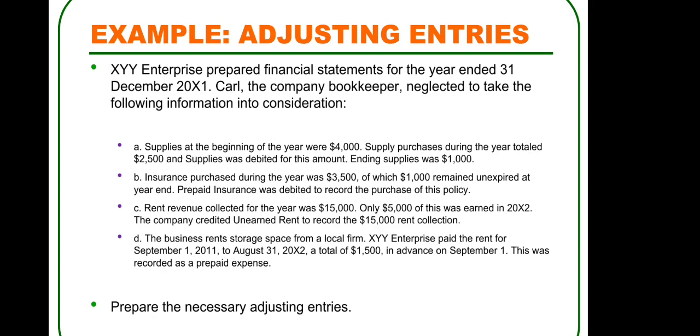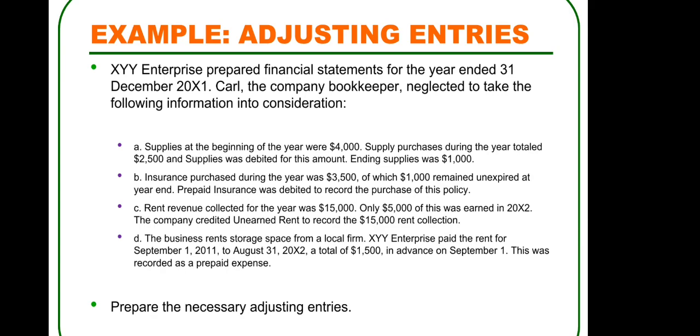So 5,500. So you know that during the year, $5,500 of supplies has been used. So how to do the adjusted entry? The adjusted entry is simple. Debit supplies expense 5,500 and then credit the account supplies 5,500. Okay.